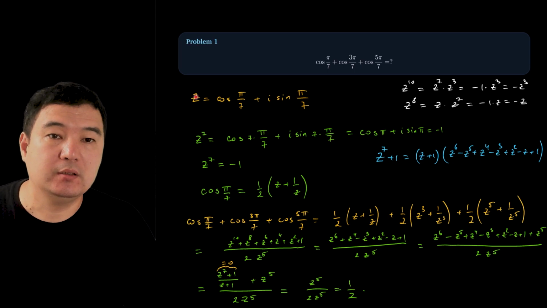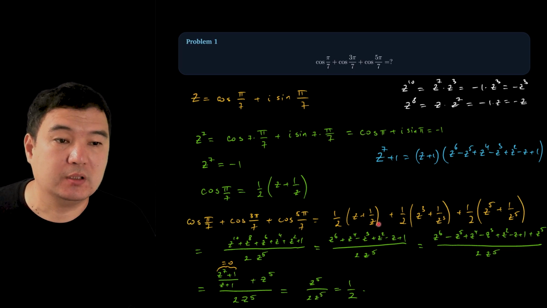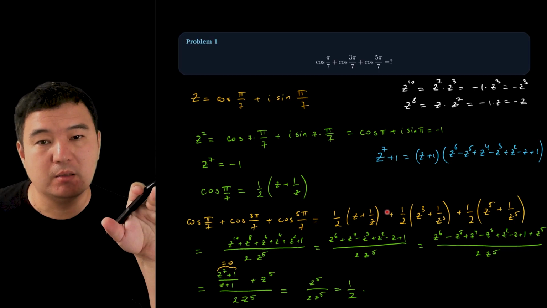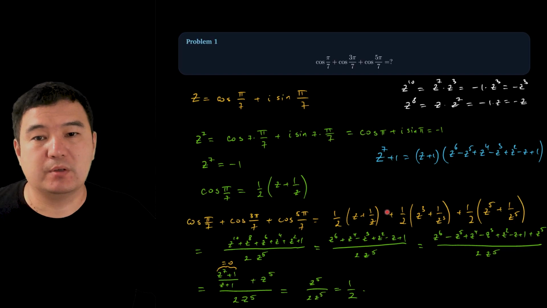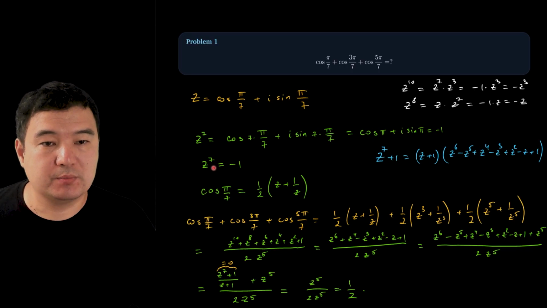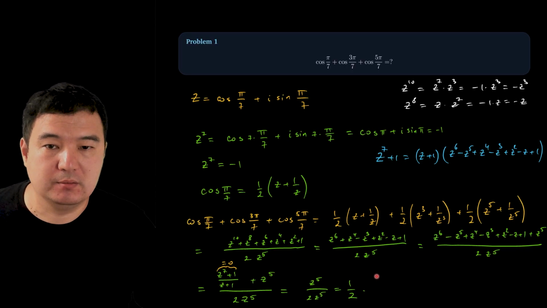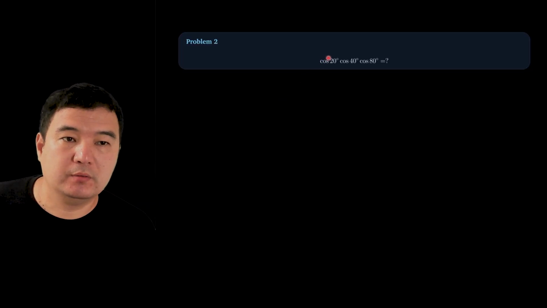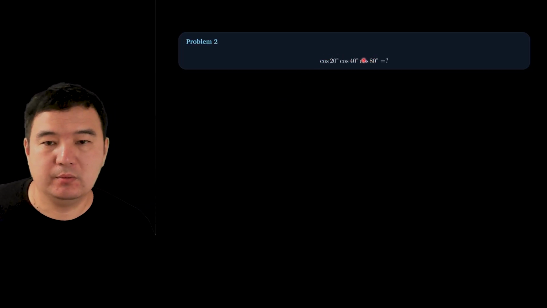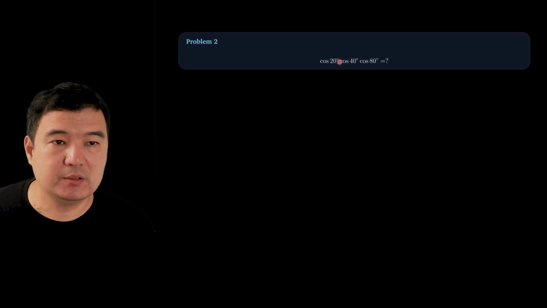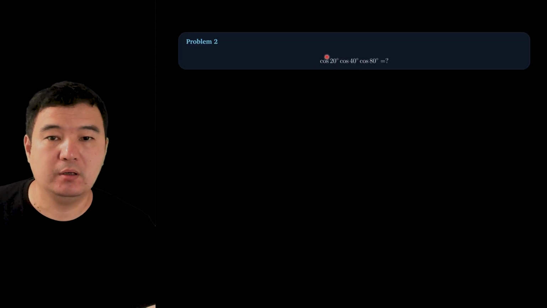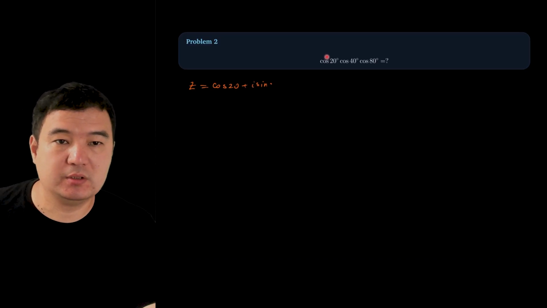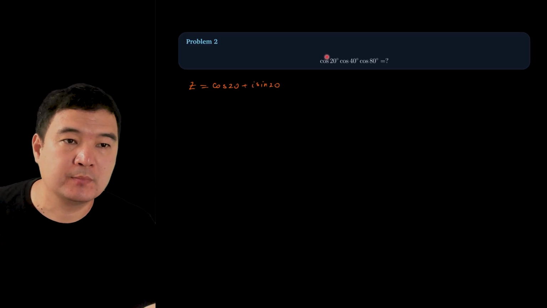So using complex numbers, we have been able to transform the problem into an algebra problem, and use this property to simplify this expression. Now the second problem, the product of cosine 20, 40, and 80. In the first one we had the sum, now it's a product. We'll use similar tricks. So let's start with z is cosine 20 plus i sine 20.